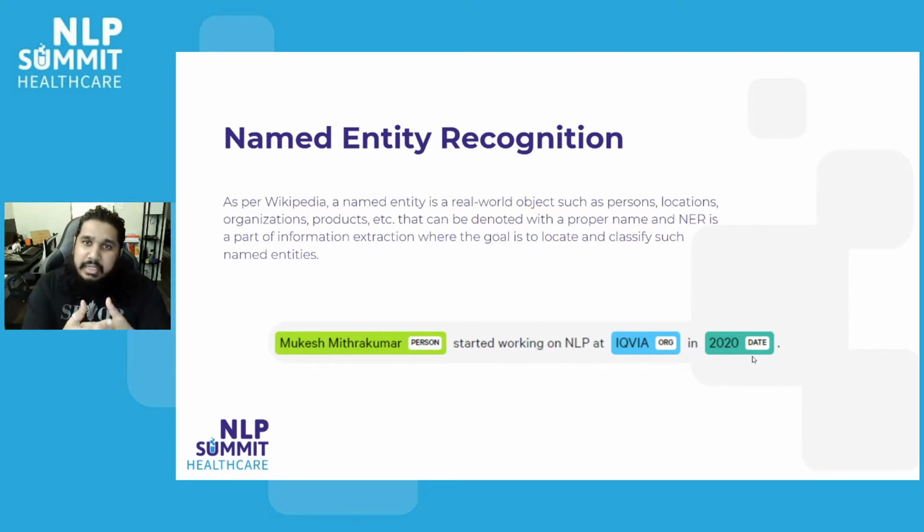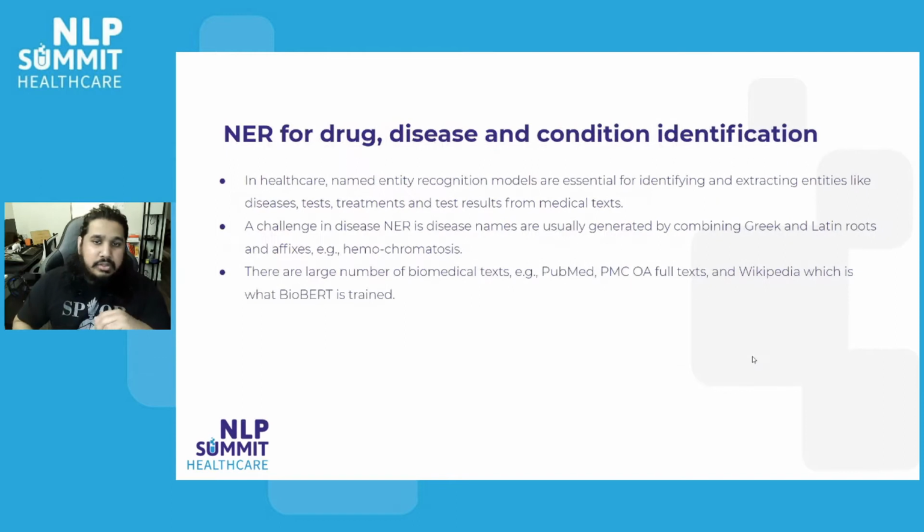Formally, we can define named entity recognition as: given a sequence of tokens, a named entity recognition task is to output a list of tuples, each of which is a named entity. So how does named entity recognition work in healthcare? In healthcare, named entity recognition models are essential for identifying and extracting entities like diseases, tests, test results, and treatments from medical texts. Medical named entities are prevalent in biomedical text, and they play critical roles in boosting scientific discovery and facilitating information access.